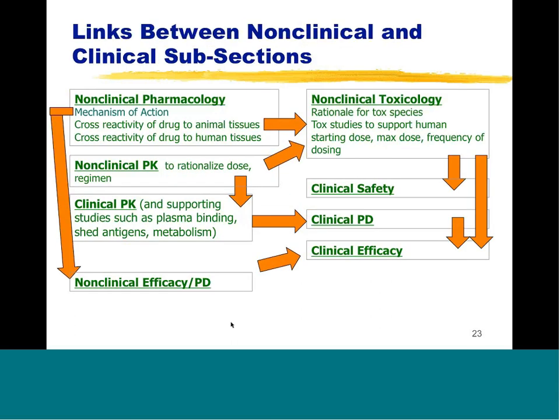Then there is a very important link. In this next slide I'm showing the link between the non-clinical and clinical sections. So you use the tissue cross-reactivity, as I mentioned, to justify your non-clinical tox, which then justifies the dose and safety margins in humans. Your pharmacology studies, for example, plasma binding, are there shed antigens, how is it being metabolized? All of that ties into both PK and pharmacodynamics in humans.